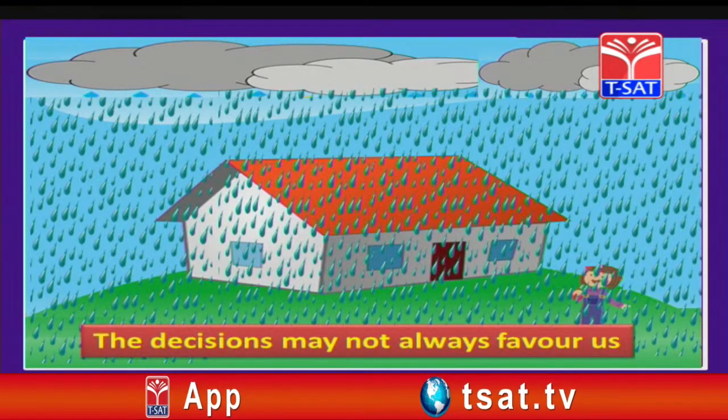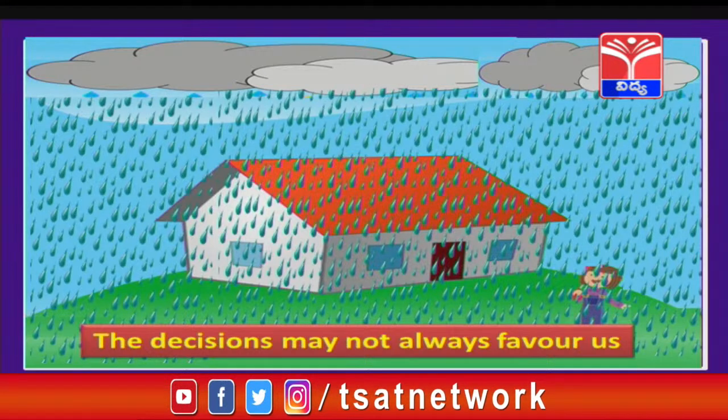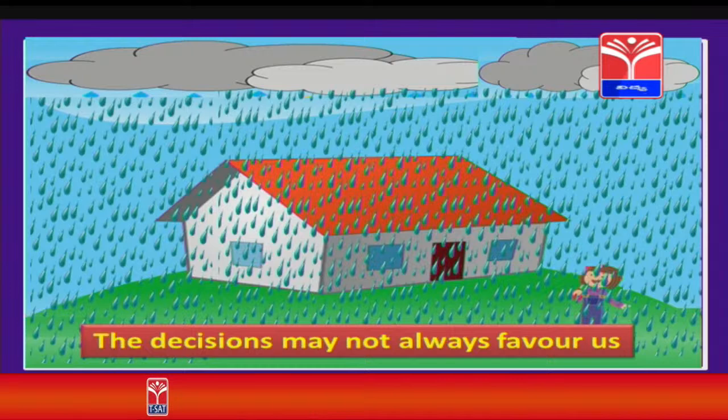Then the decision that she took was not correct, isn't it, children? So, the decisions may not always favor us. She decided not to take the umbrella with her, but what happened, children? The decision proved to be incorrect. So, the decisions may not always favor us, children, you need to remember that.